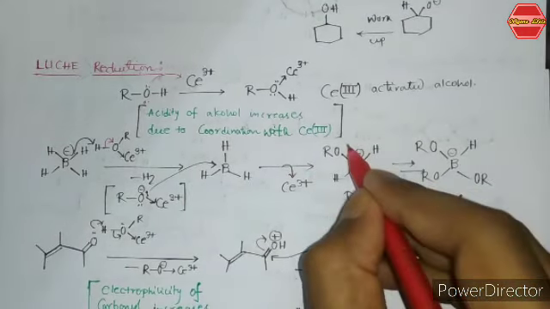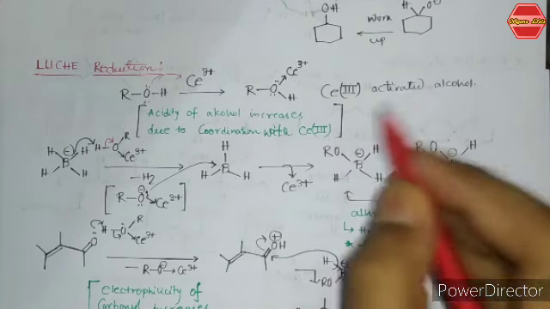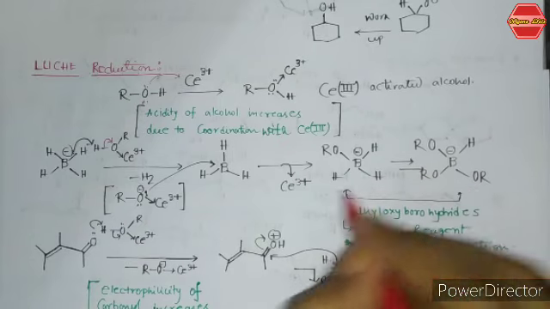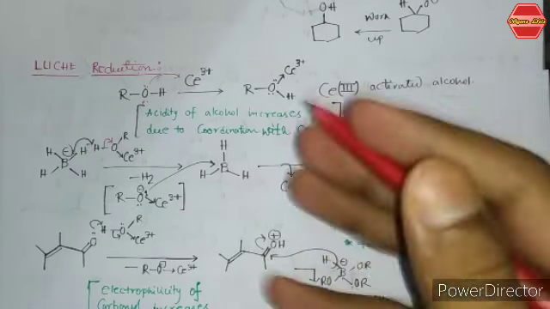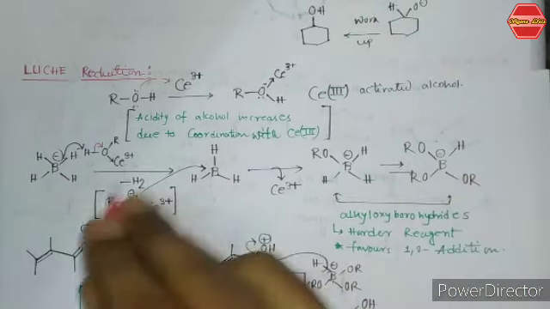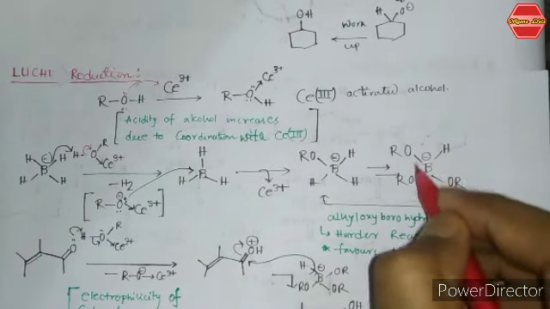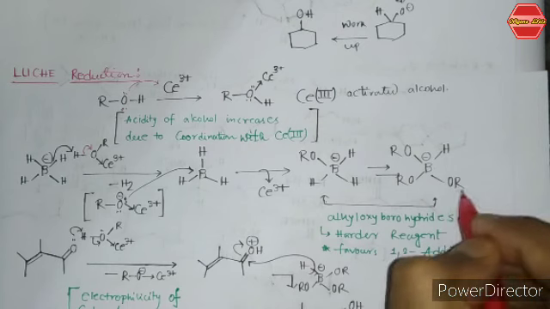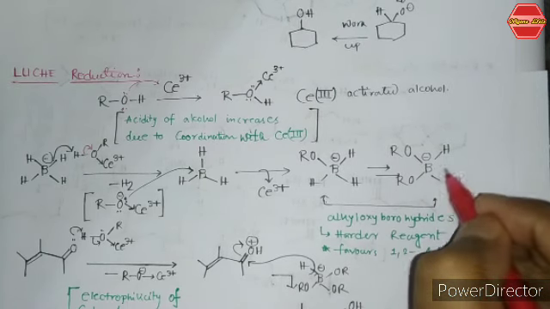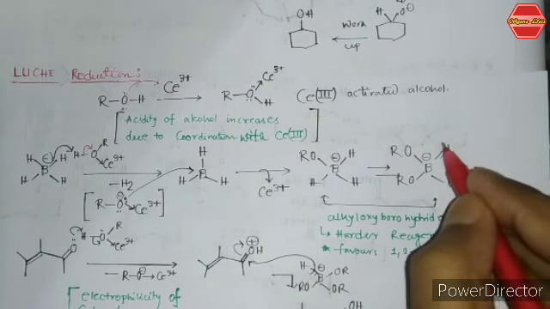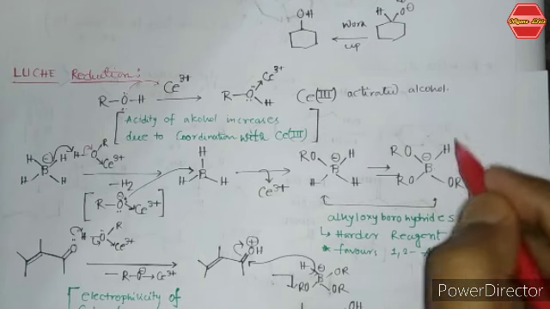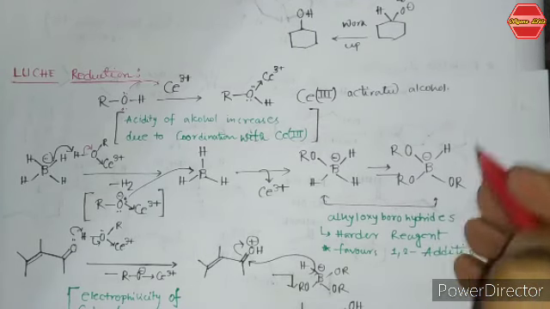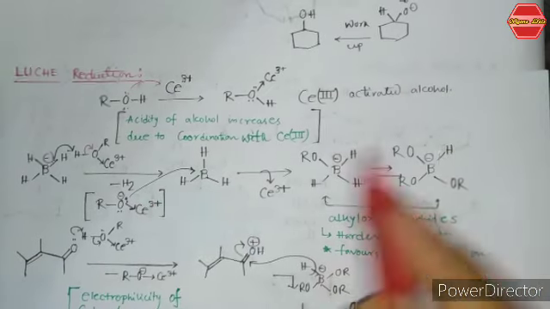Now see, the RO bond is attached with the boron, and that is how the second hydrogen and third hydrogen are also removed from the system by this process, and ultimately you get this product, that is, three OR groups attached with the boron, and one hydrogen attached with the boron, and this hydrogen is used to reduce this ketone selectively.